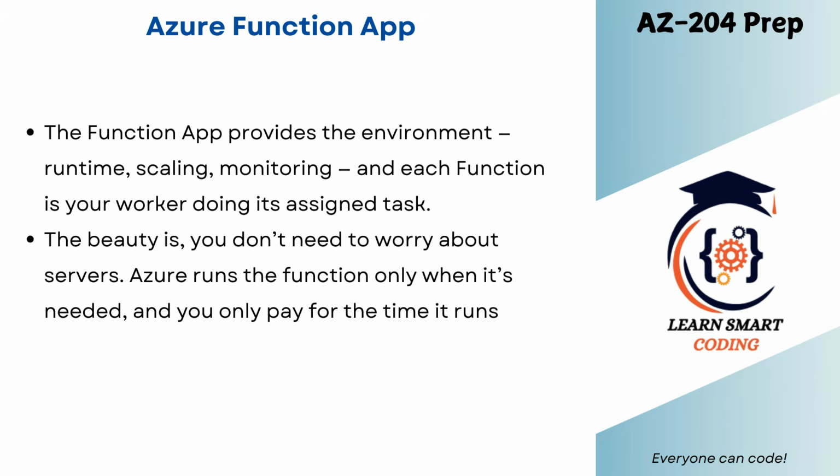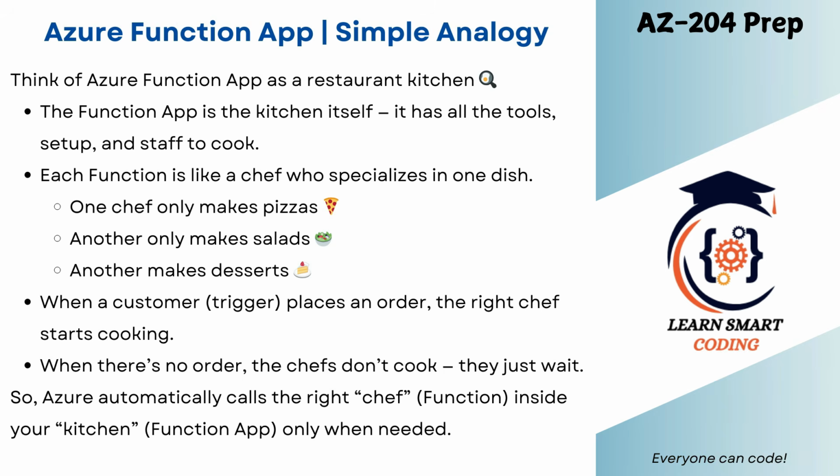Let's take a simple analogy. Think of Azure Functions as a restaurant kitchen. The function app is the kitchen itself. It has all the tools, setup, and staff to cook. Each function is like a chef who specializes in one dish. For example, one chef makes only pizza, another chef makes salad, another one makes desserts.